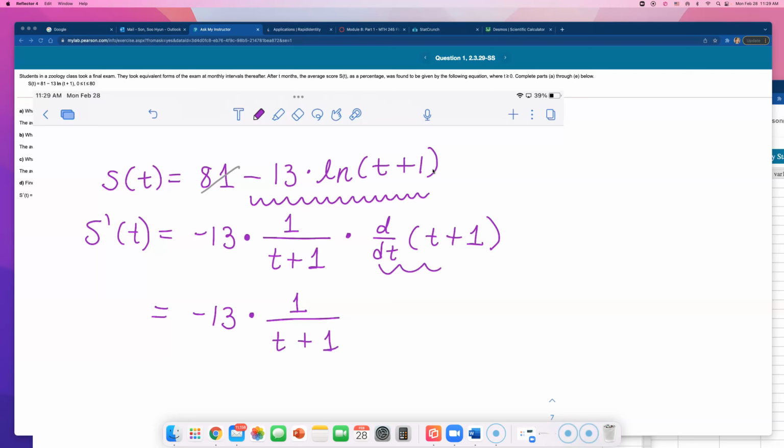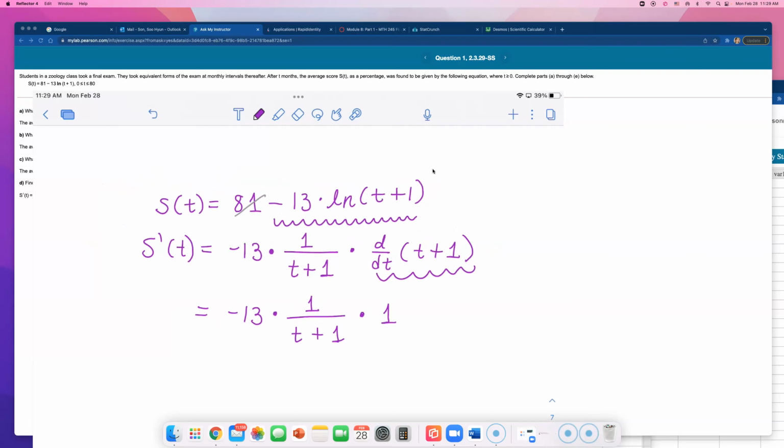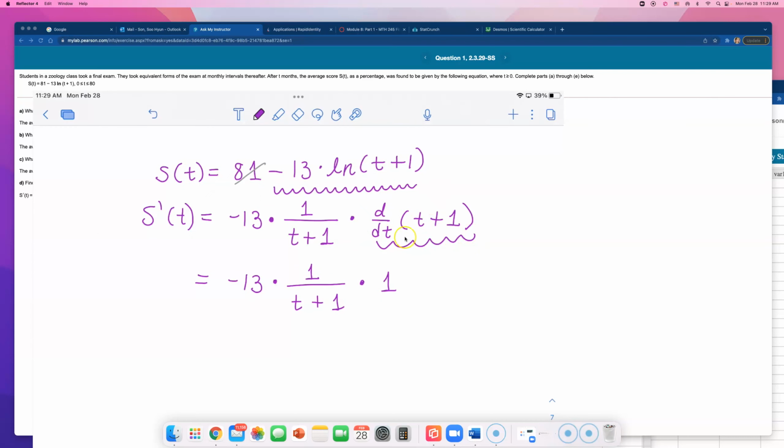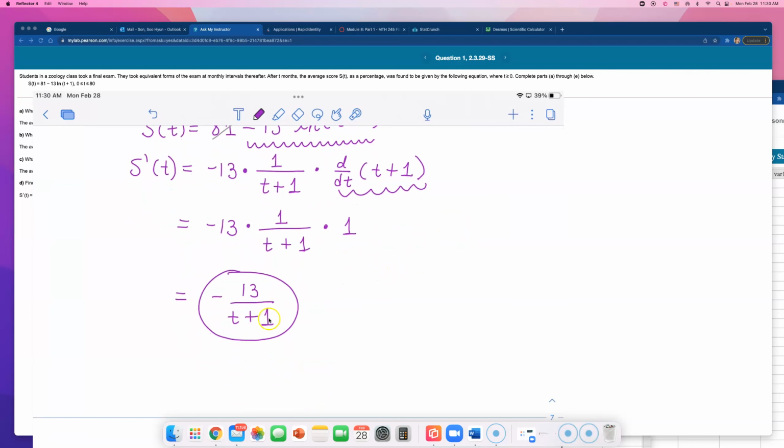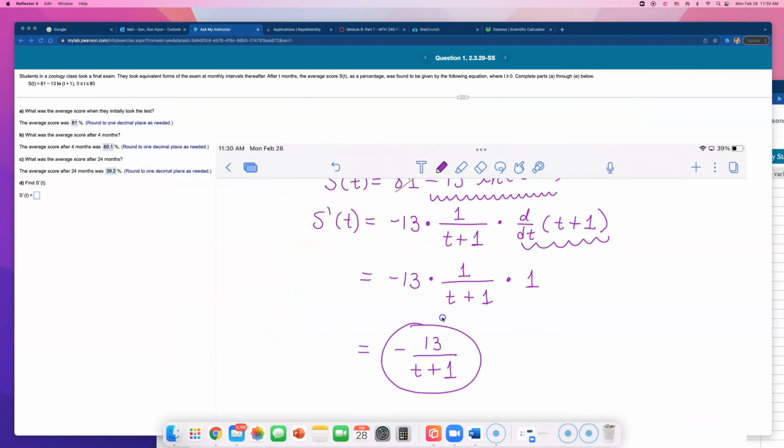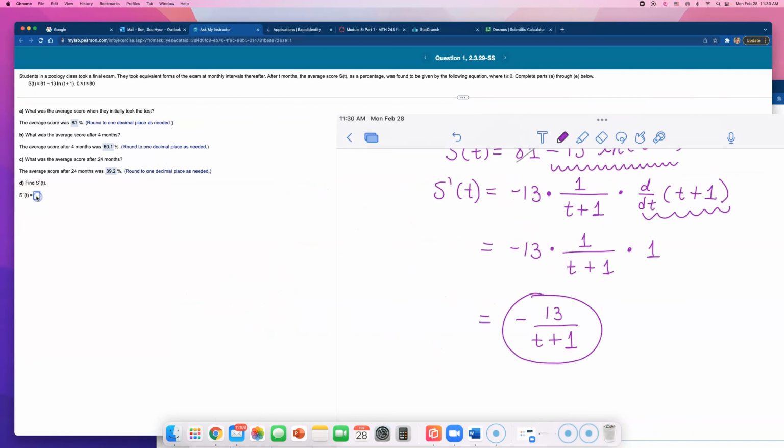Now, the derivative of t plus 1, that's just 1, isn't it? So nothing really happened in this part. Now, if I put all these together, I will put negative 13 on top of the fraction and t plus 1 in the bottom of the fraction. So that's the derivative function. If you plug in a number in there, that's going to tell us how fast student scores are decreasing as months go on. So, negative 13 over t plus 1.